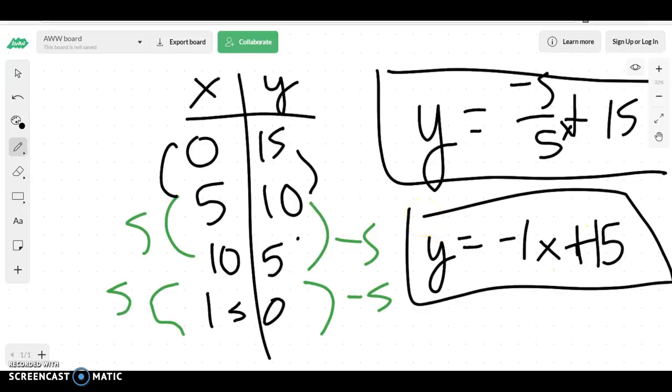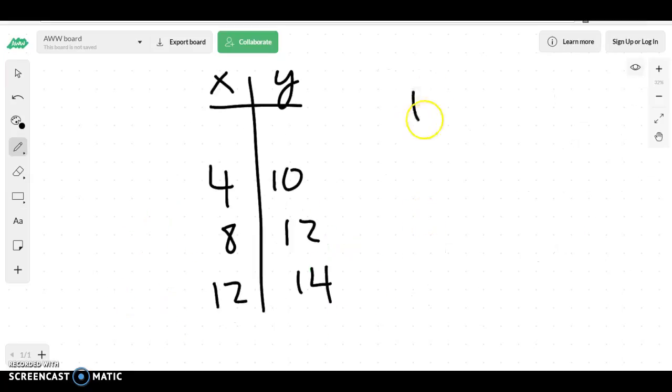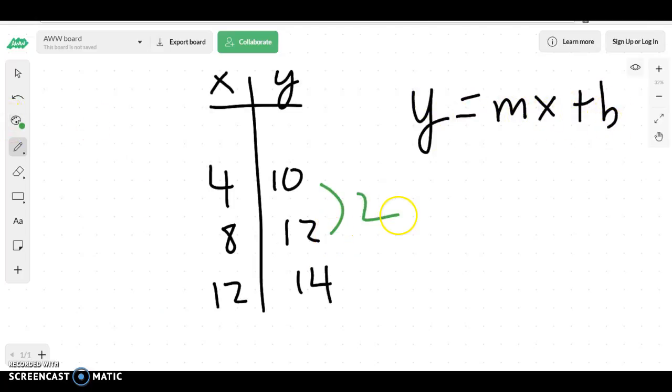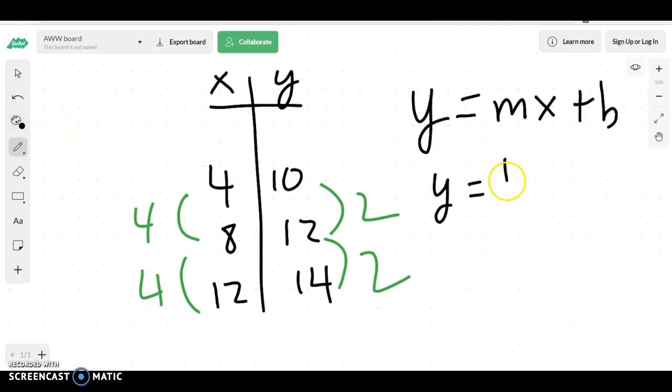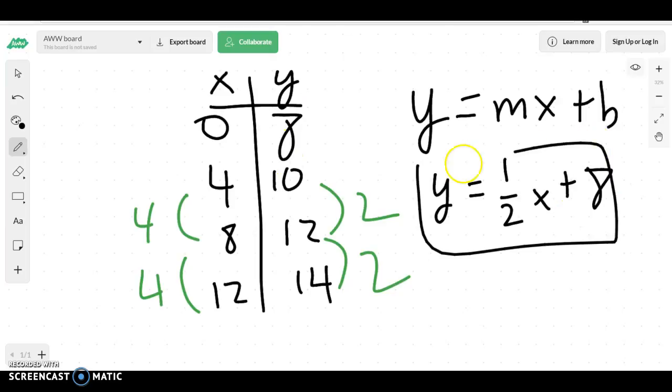That would be it. For this one, I'd go y equals mx plus b. My y values are increasing by 2. My x values are increasing by 4. So my slope would be y equals 1/2 x. Now we've got to find our y-intercept. Go back and that'd be 0. I'd go back and that'd be 8. That would be my y-intercept.